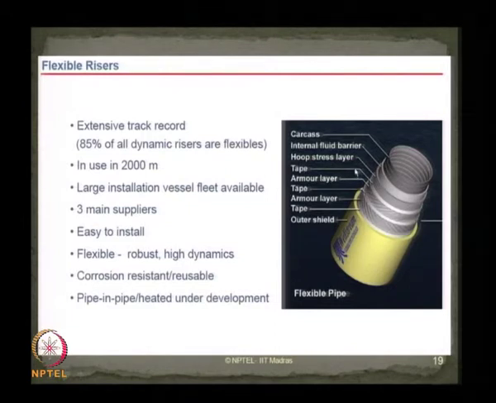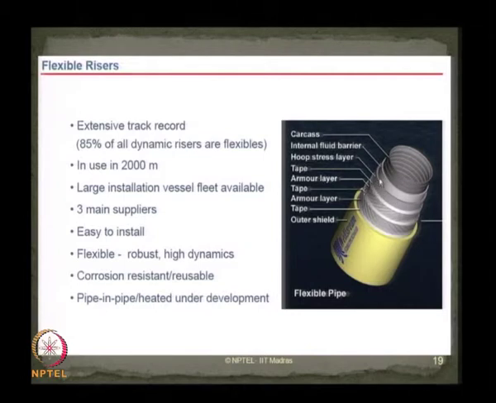For example, the inner core you see here is a carcass material, surrounded by the hoop stress layer which is surrounding the outer layer of that. The carcass layer is surrounded by the internal fluid pressure which you create around the circumference of this riser.